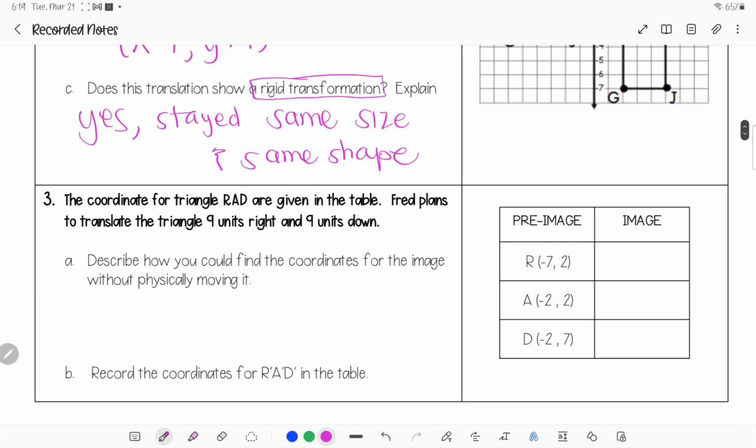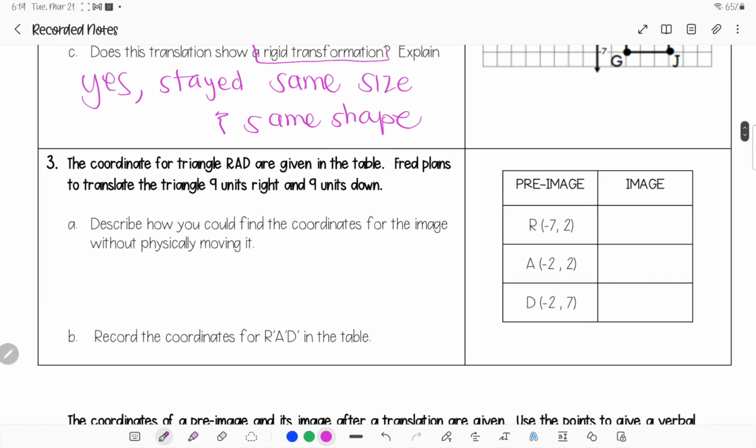All right. Now let's try this one. Again, we're going to have R prime, A prime, and D prime because math is rad. Meaning, here are my original points. Here's where my points are going to end up. Pre-image, copied image. So it tells me Fred plans to translate, or he plans to slide the triangle 9 units to the right. To the right is a positive, and then 9 units down is a negative.